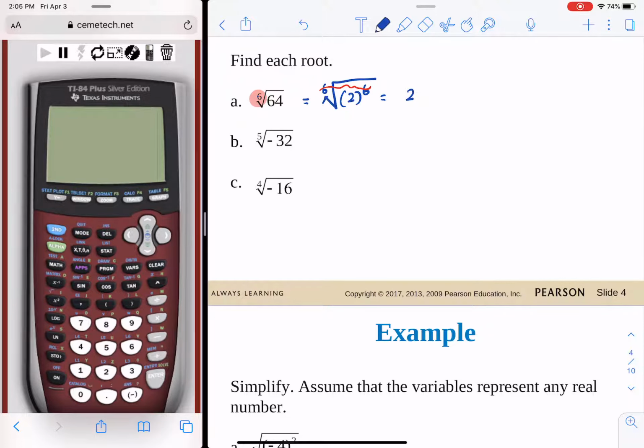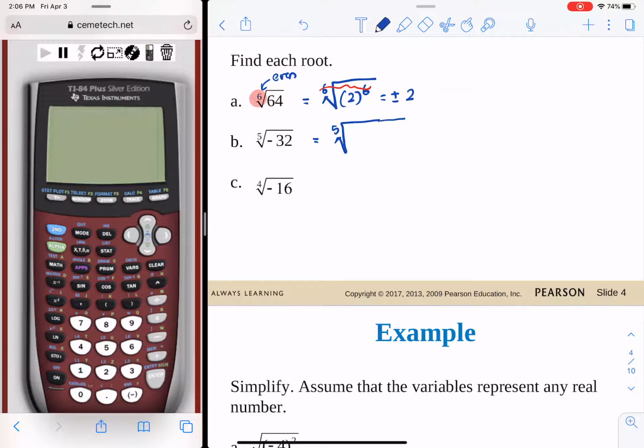But note that 6 here is even. Since it is even, we're just going to throw in plus or minus 2. If it is odd, we're not going to put plus or minus. It only applies for an even root.